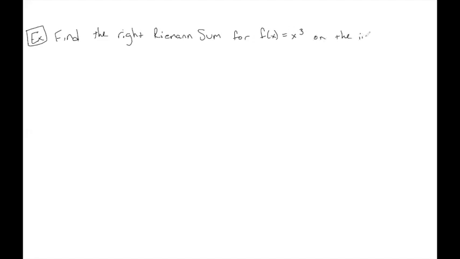Okay, let's do some examples. Let's stop talking about that stuff and actually get our hands dirty with it. So find the easy one in this case, find the right Riemann sum. So this isn't even asking us to evaluate it, just to find it. For f of x equals x cubed on the interval, what is it, 2 to 8, with 3 rectangles.